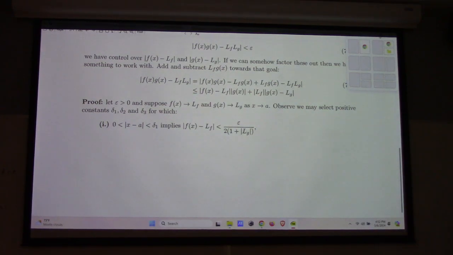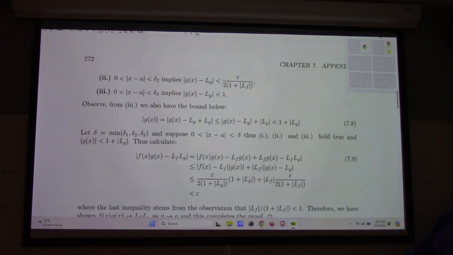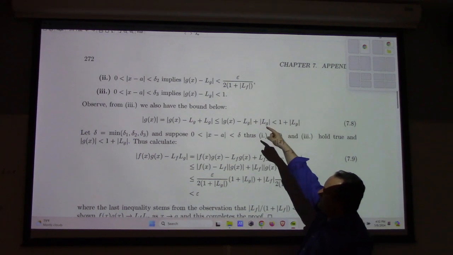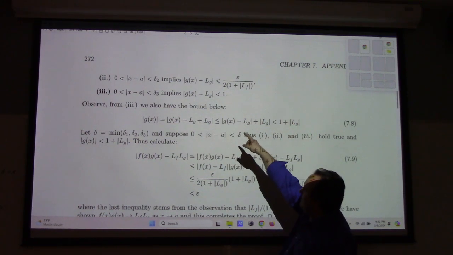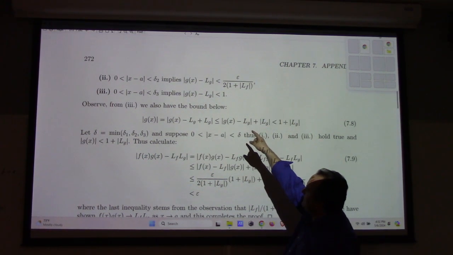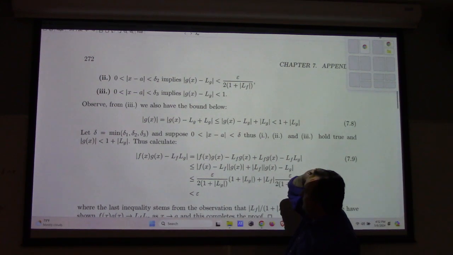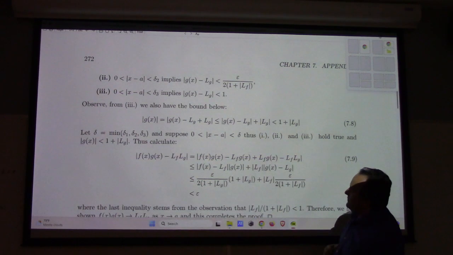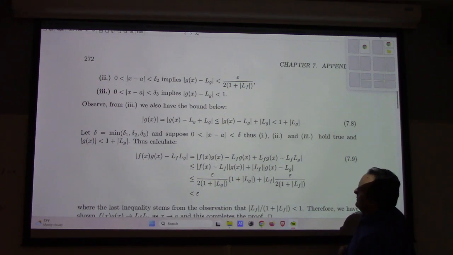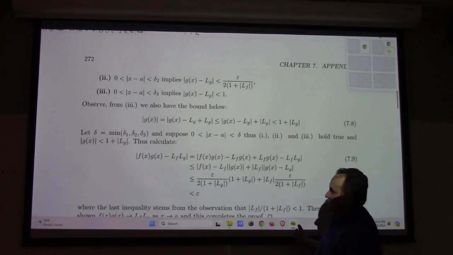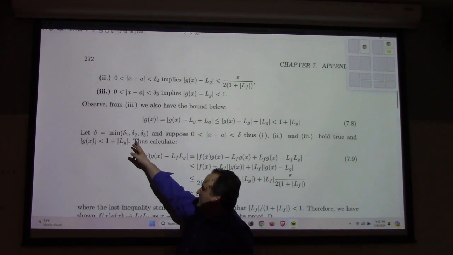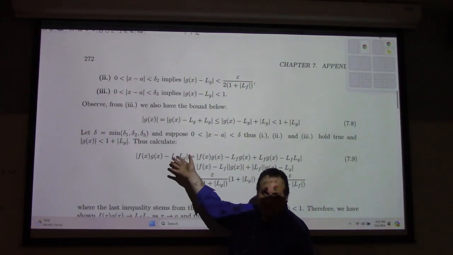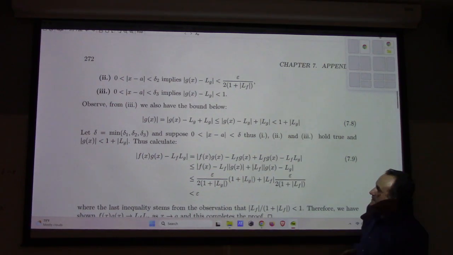I choose a delta 2 for g that makes it less than that. And I pick a delta 3, which makes the g of x minus that less than 1 as well. So with those three estimates in play, I make delta the minimum of all three of those things. What that means then is that you get all three of these deltas at once working for you, you know?